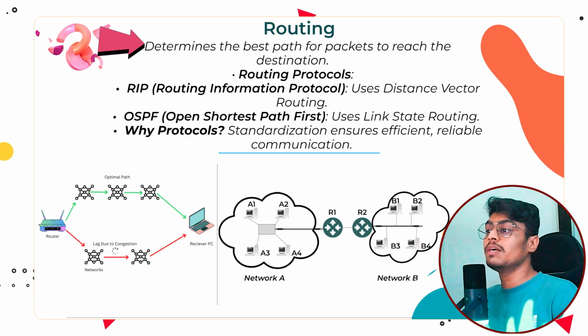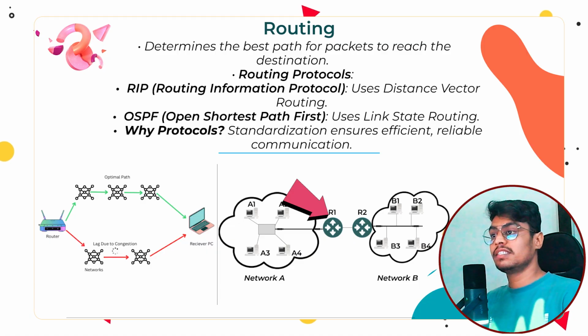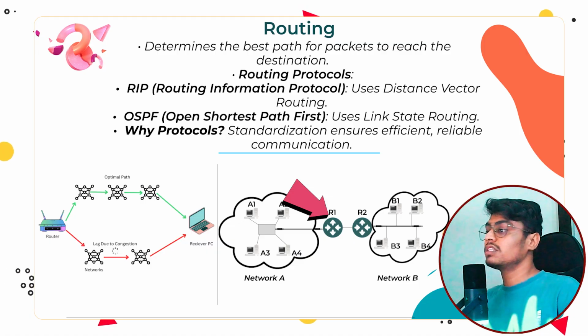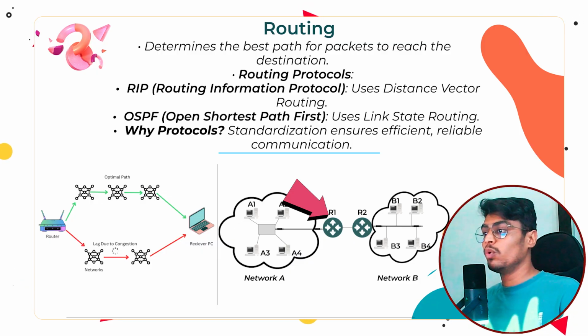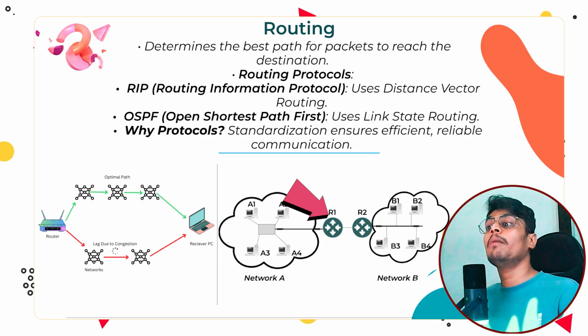Okay, now what is the meaning of routing? When a message reaches R1 from A2, first the message comes to this router, then this router will decide how to route the message to the place where it needs to be sent. Okay, route means we have to decide a path here.